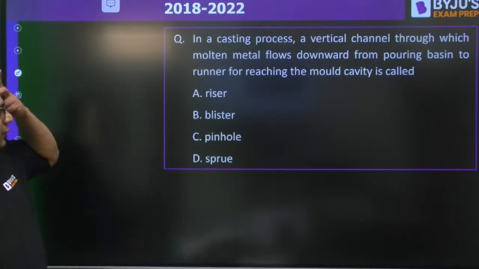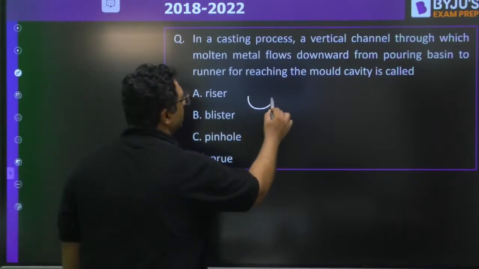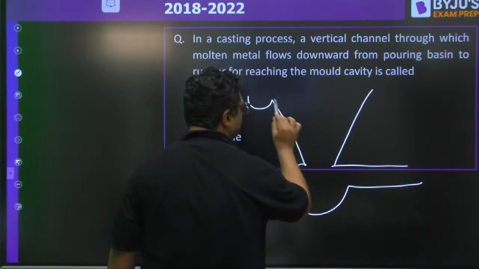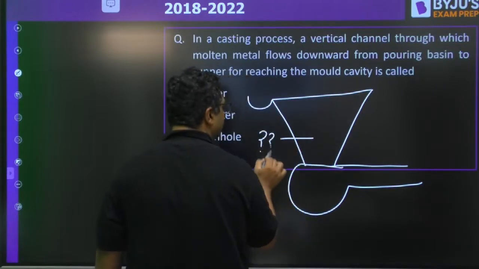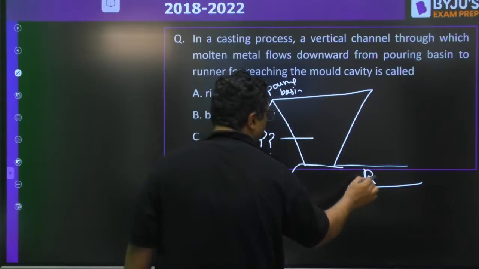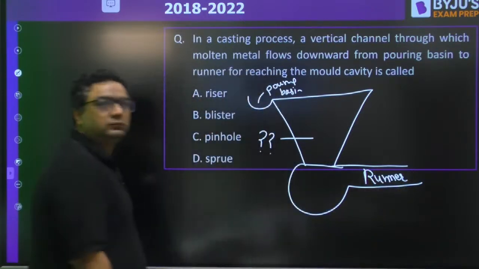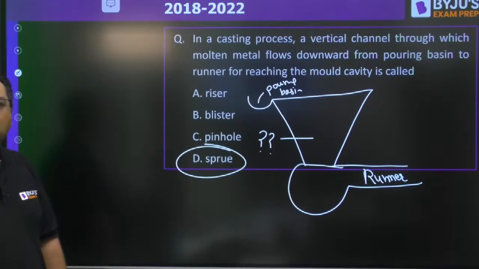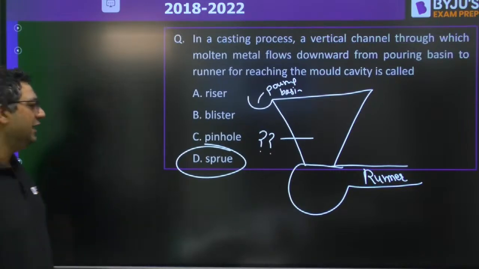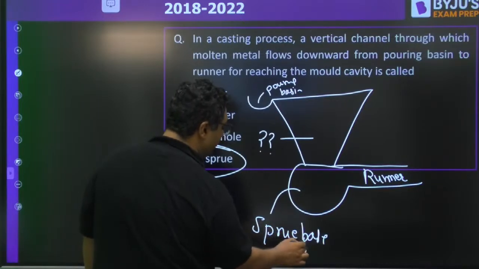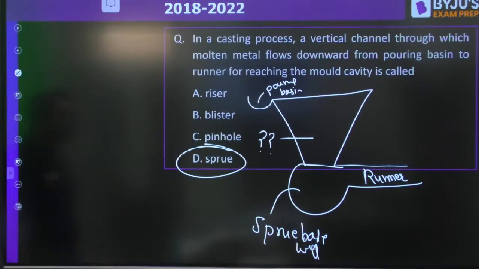Next question, guys. In a casting process, the vertical channel through which molten metal flows downward from the pouring basin to the runner. So they are asking what is the name of this passage. This is the pouring basin. This is the runner. What is the name? The name is sprue. Very good, Vinod. And what is this? This is the sprue base well. Sprue is the right answer.